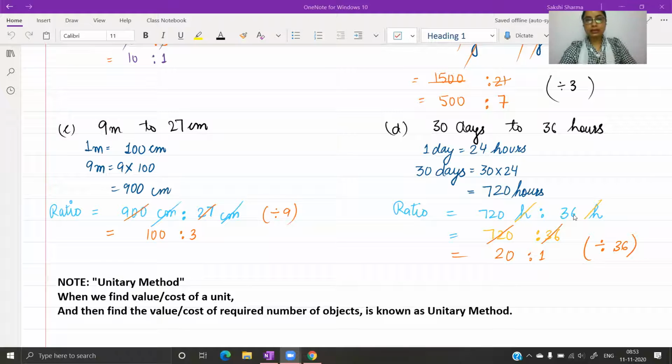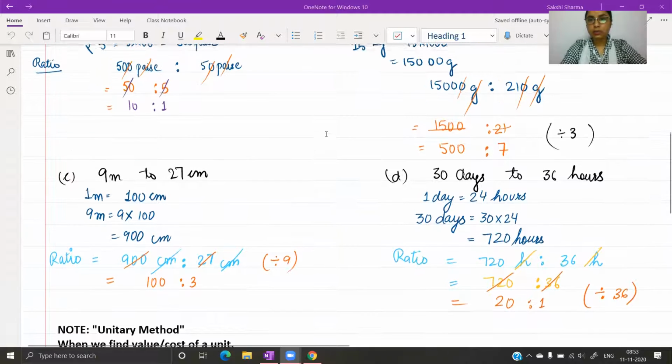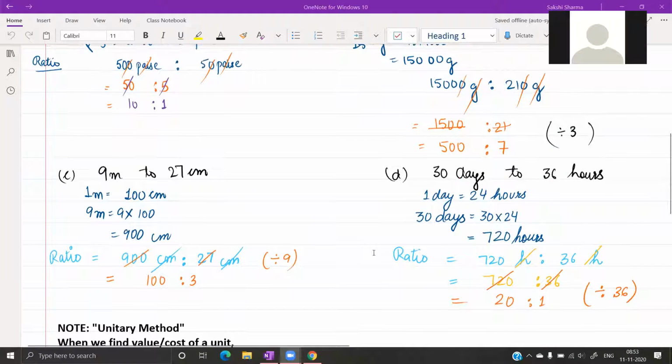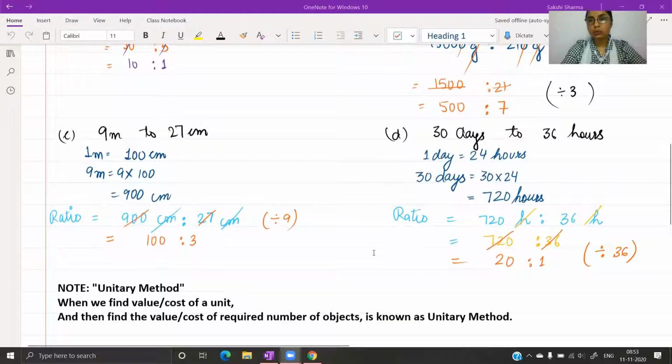Last Saturday, when we had that extra class, we started chapter number 8, and from exercise 8.1, we did the first question, 2 parts, and I told you to complete the next 2 parts yourself. I hope everyone has done this. Yes, ma'am. I have even shared it in the group as well, so that you can check your answers.